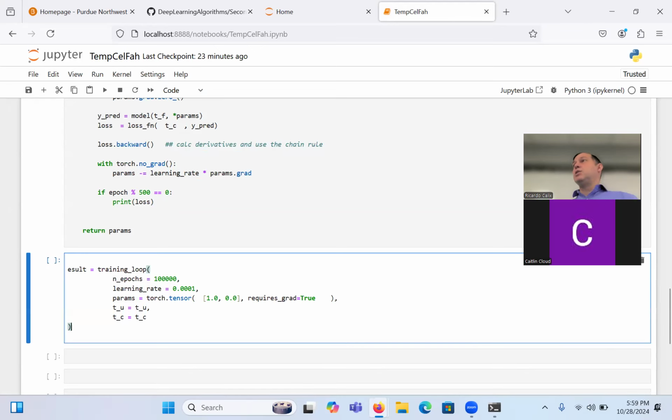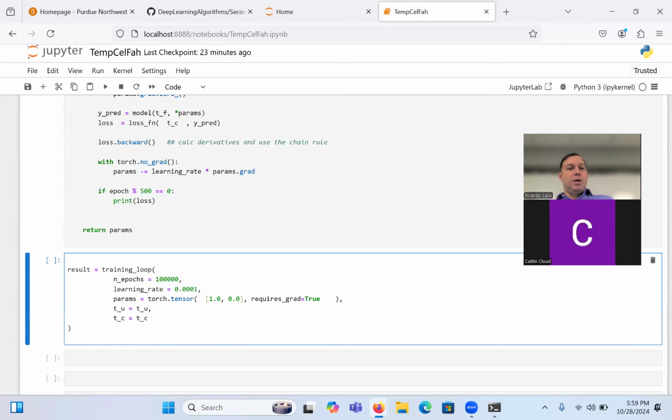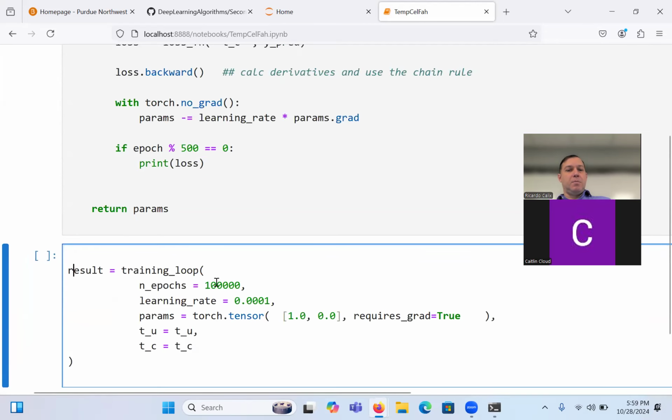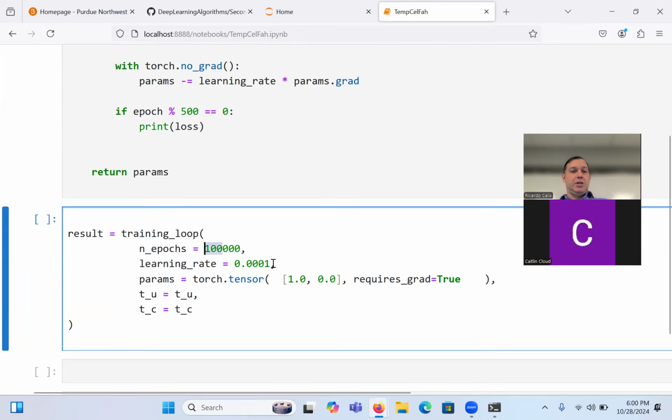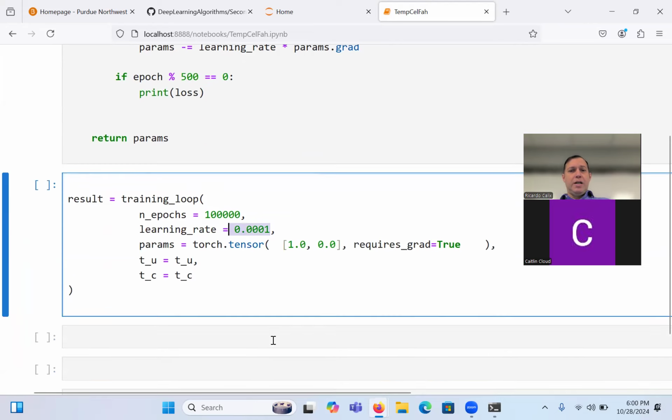Okay, so let's take a look at the training loop now. It takes 100,000 epochs, right? So that's a lot. This is the learning rate. Notice the params are initialized here.